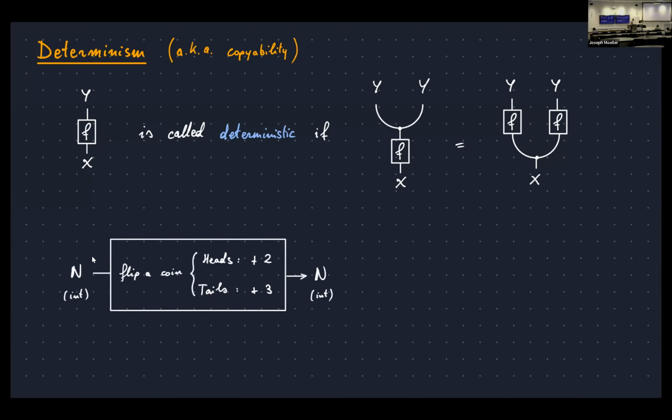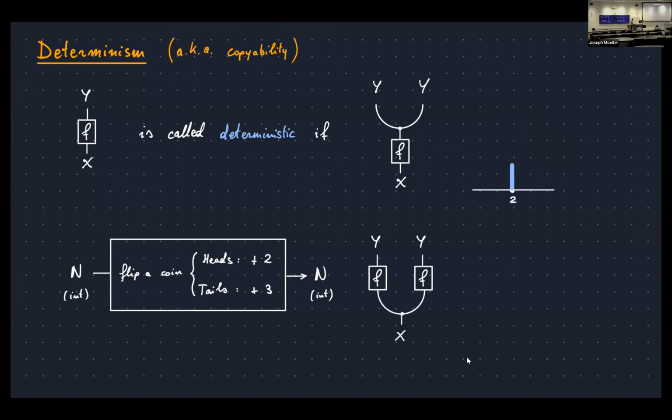All right, so suppose, for example, that F is this function, takes an integer, and flips a coin. If it's heads, it adds 2, and if it's tails, it adds 3. Right, so let's try it on both things. So start, say, with 2, and apply F. So with probability 1/2 we end up in 4, and with probability 1/2 we end up in 5.